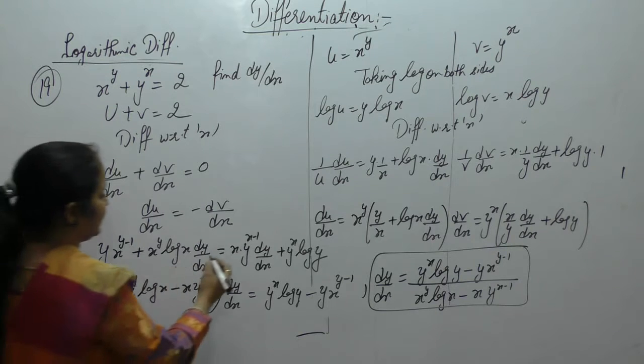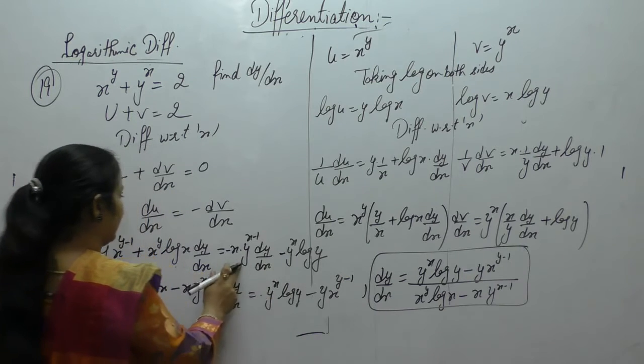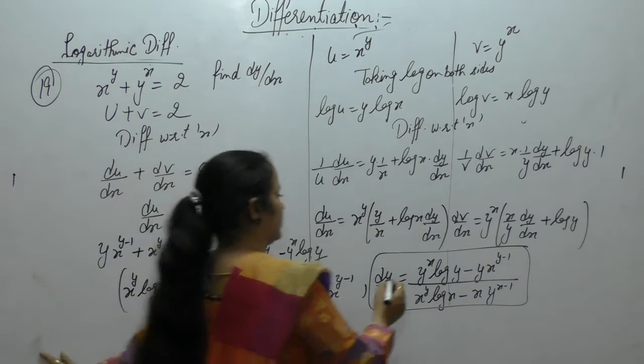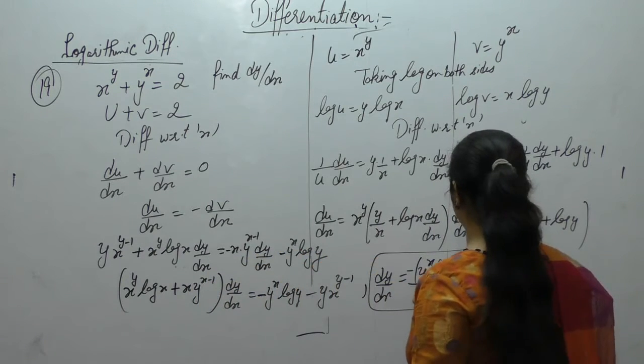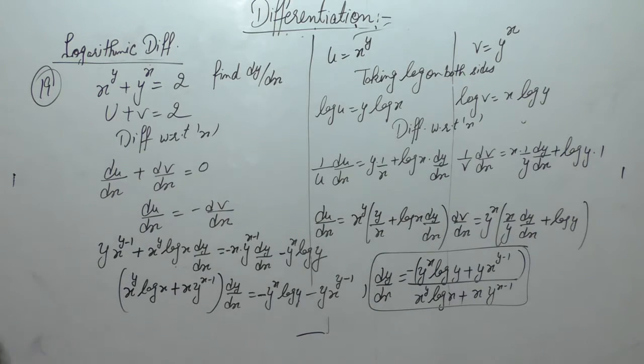Here we have negative sign. So minus, minus. When this term goes here, it becomes a positive sign. Here this is negative, so we will have to take negative common here. So plus, plus here.